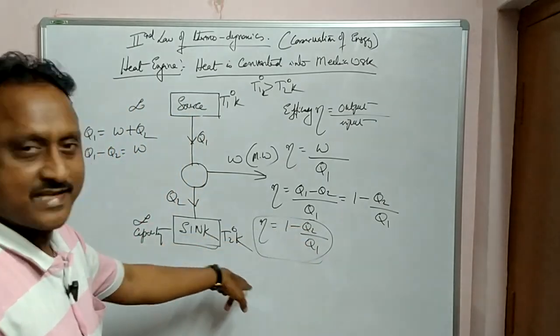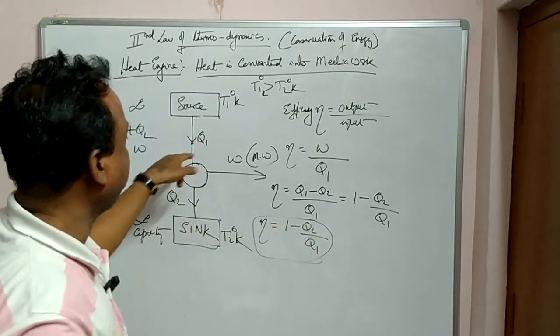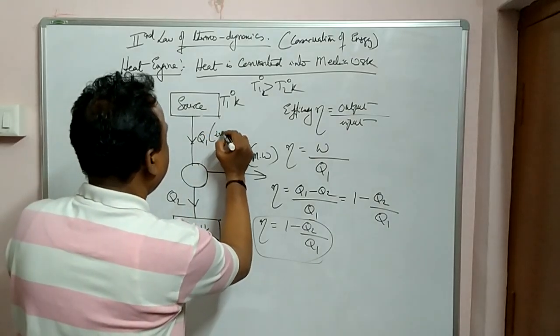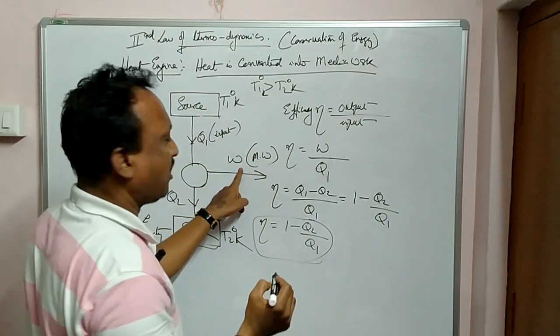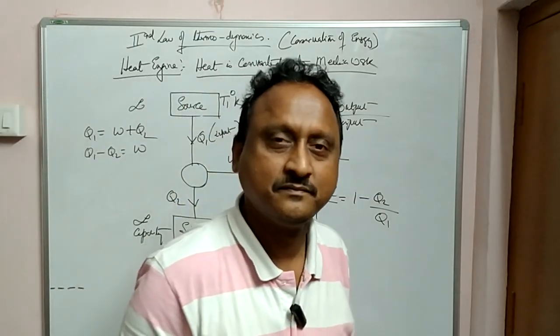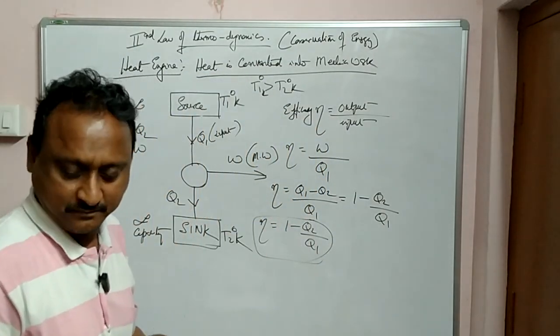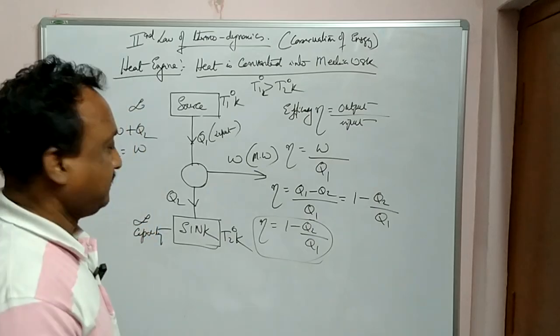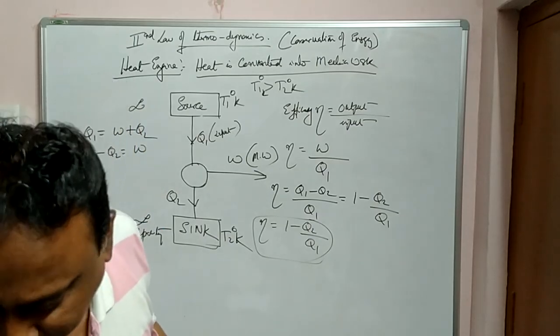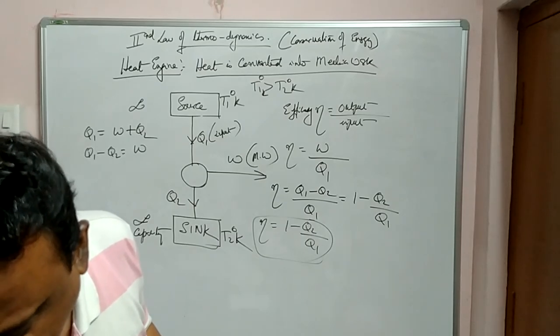So this is the main equation for efficiency, 1 minus Q2 by Q1. Here Q2 is wastage heat and Q1 is the input heat, and this is the output mechanical work. This is the main function of a heat engine. Clear? Note down please.